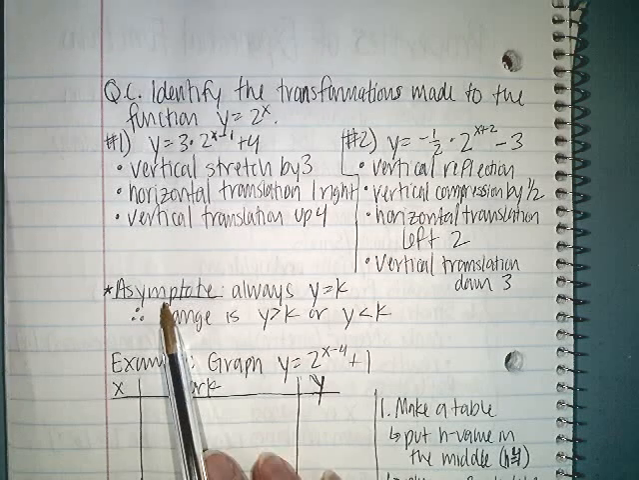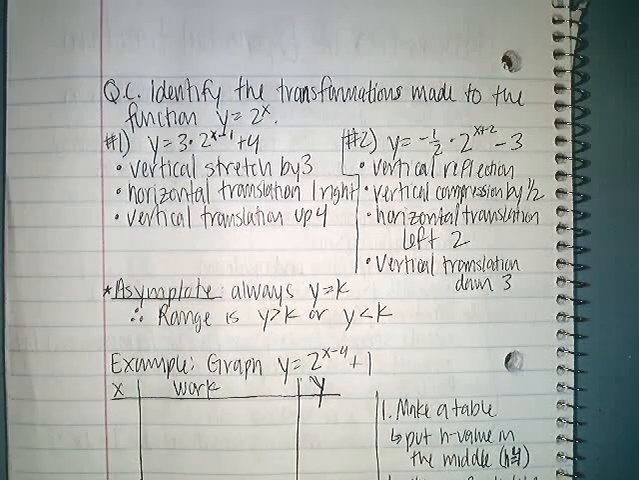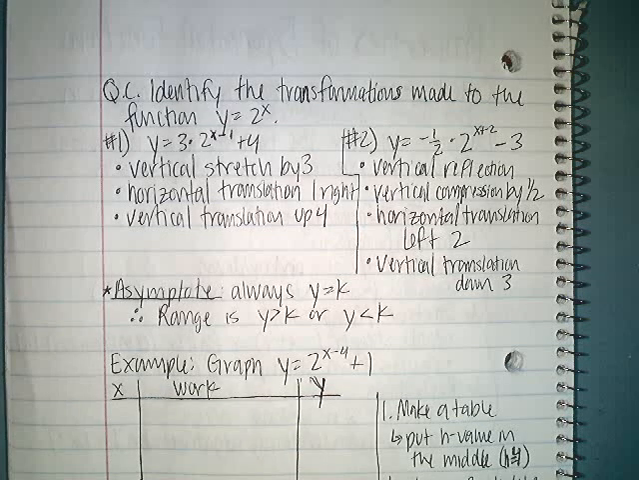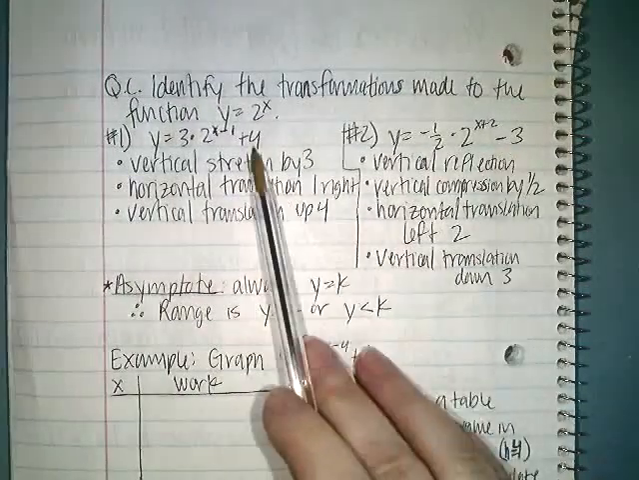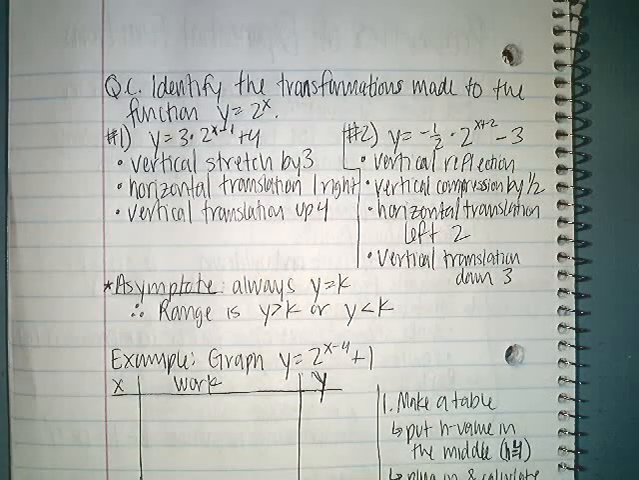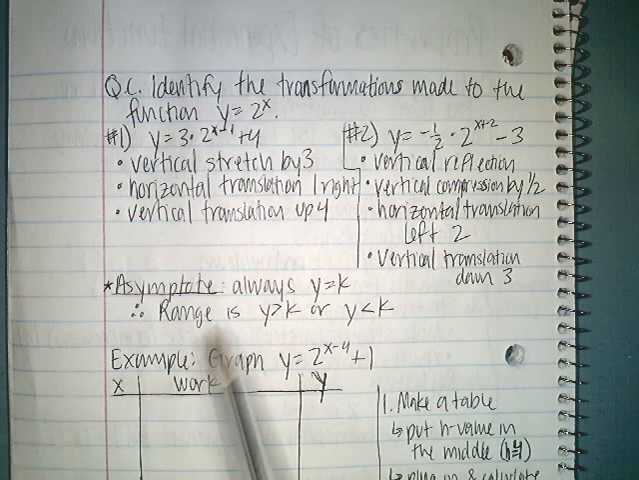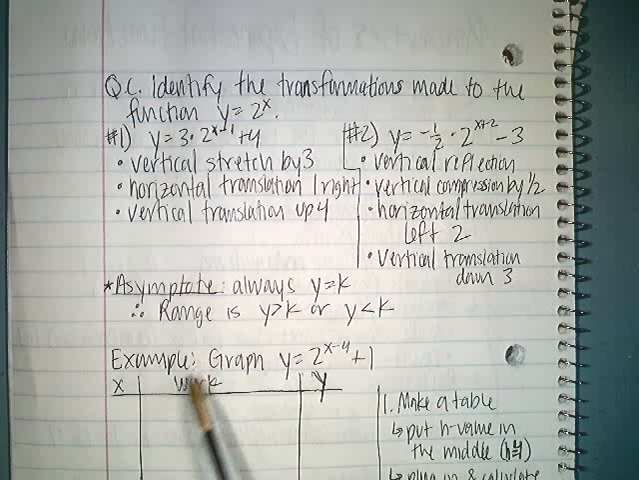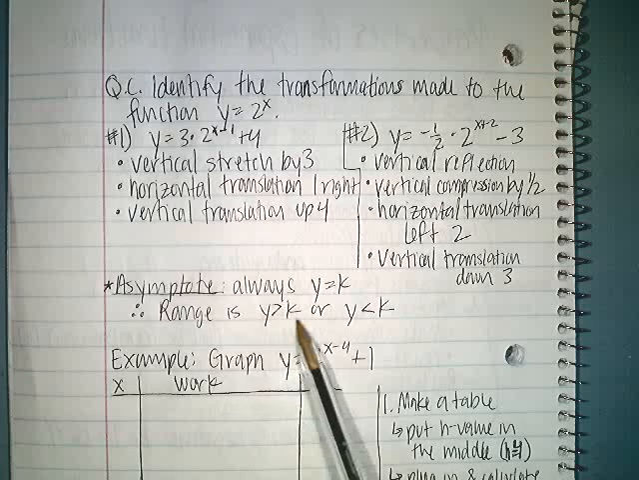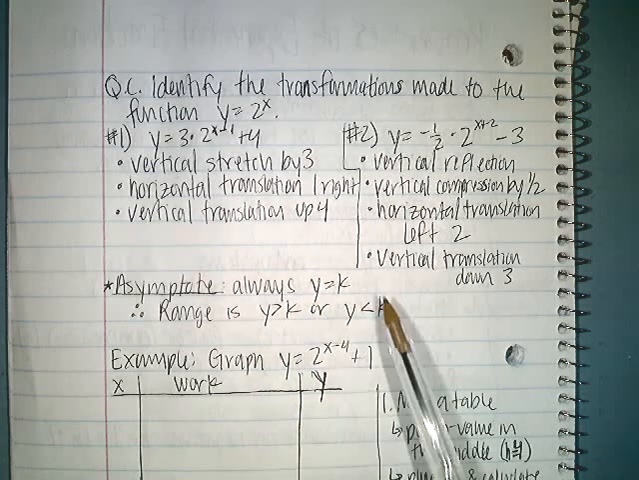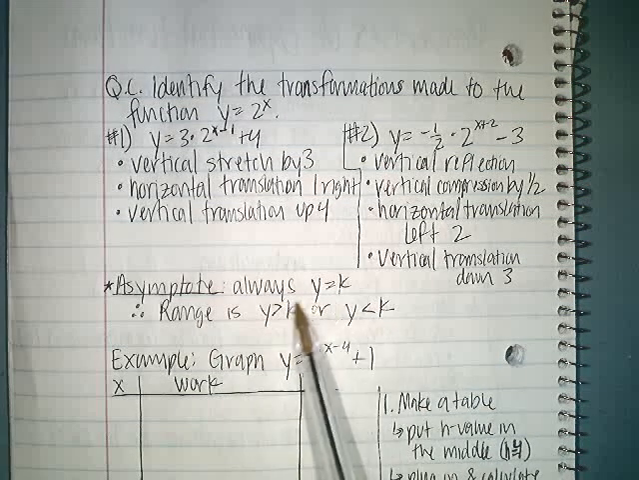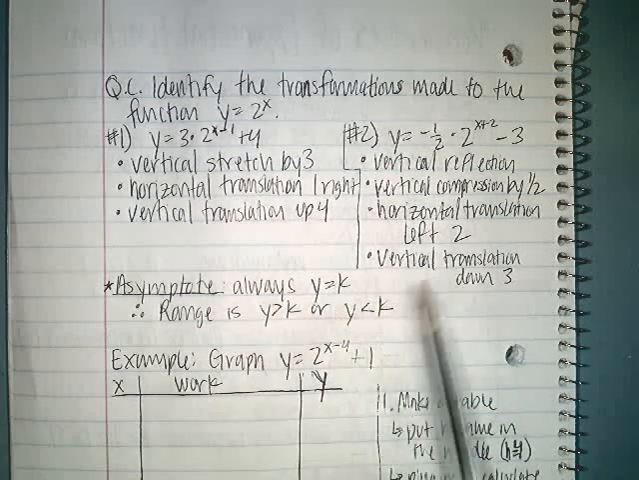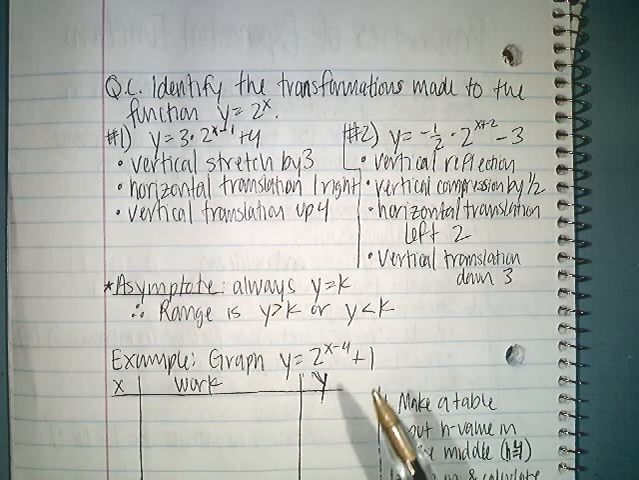The last thing I want to mention is the asymptotes that we talked about in our last lesson, the value the graph gets closer and closer to but never quite reaches, or the line it gets closer and closer to but never quite reaches, is always going to be y equals k. So when I say k, I mean the number added or subtracted to the end of your exponential equation. And so because I can say that the asymptote will always be y equals k, I know the range will always be y is greater than k or y is less than k, depending if the graph is reflective or not. So again, your asymptote will tell you your range because it will always be y is greater than the asymptote or y is less than the asymptote, depending on which way the graph is going.